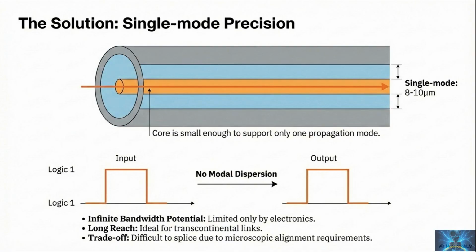The solution: single-mode precision. Single-mode fiber solves the multipath problem by making the core extremely small, roughly 8 to 10 microns. Now the fiber only supports one propagation mode. Light does not spread out into many different path lengths, so modal dispersion essentially disappears. That gives you long reach and enormous bandwidth potential, with the main limitation shifting away from the glass and toward the electronics on each end. The trade-off is precision. Splicing and connectors require microscopic alignment, so the installation demands more skill and better tools.